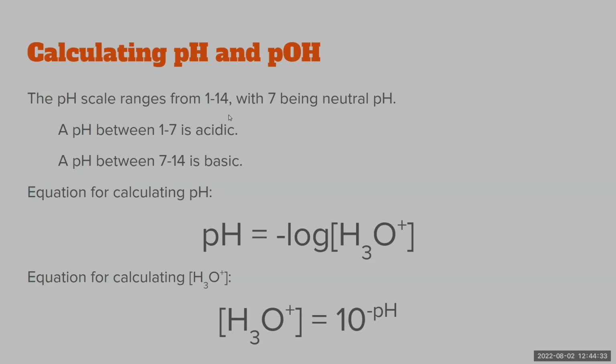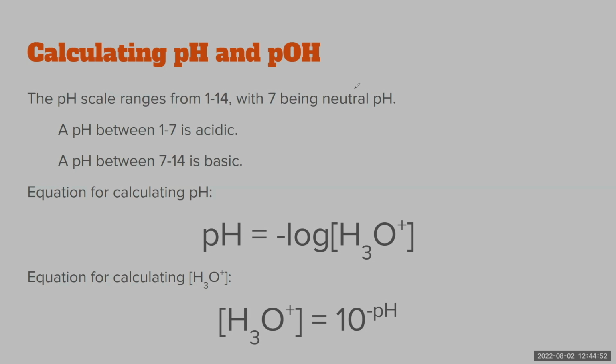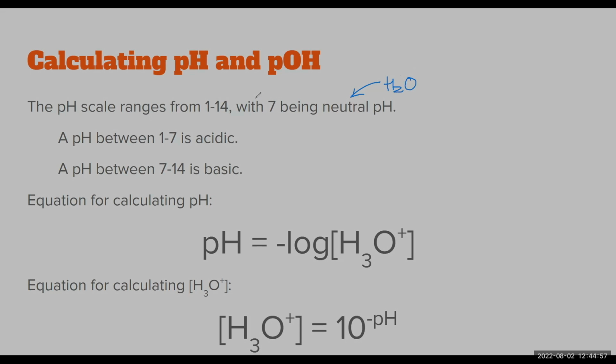All right, so now we're moving on to the last part of this workshop. It's just going to be calculating pH and pOH. The pH scale ranges from 1 to 14, with 7 being the neutral pH. A neutral pH is going to be like water. Water has a pH of about 7. Pure water, that is. So know that a pH between 1 and 7 is going to be acidic, whereas a pH between 7 and 14 is going to be considered basic.